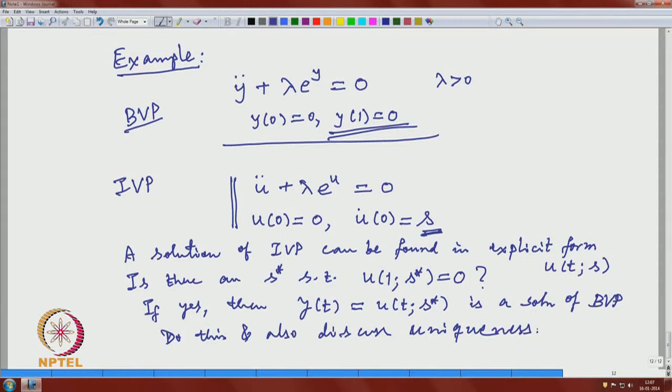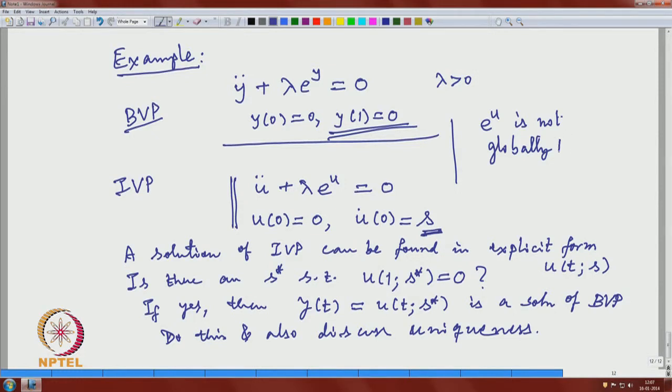Why I am stating this example is that this e to the u is not globally Lipschitz. It is locally Lipschitz. So this condition is not really necessary.